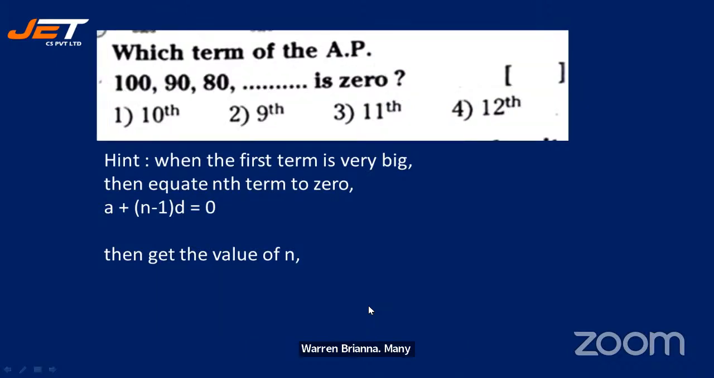See the next question. Which term of an AP, 100, 90, 80 and so on is 0? Is it 10th term, 9th term, 11th term or 12th term? So when the first term is very big, then equate nth term to 0. Get the value of n. So I'm sure you'll be able to do this, isn't it? Quickly do it.